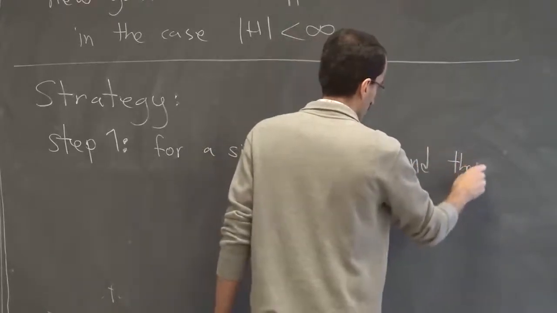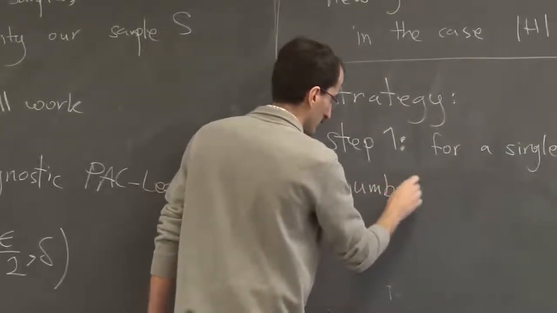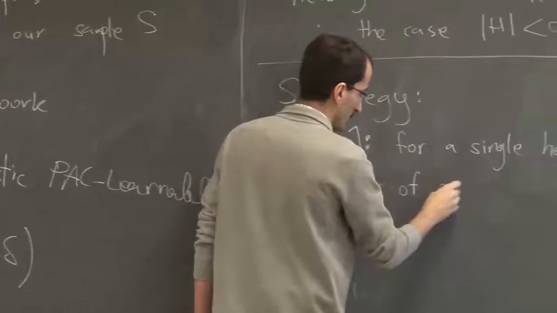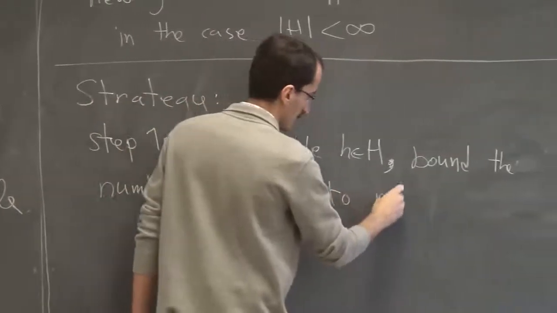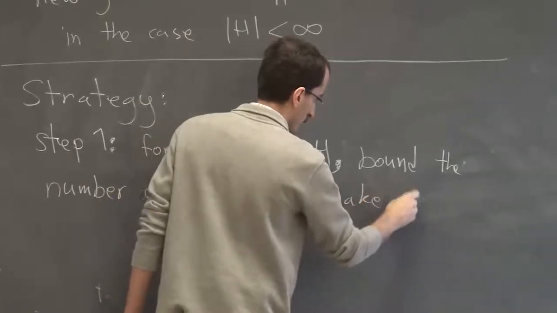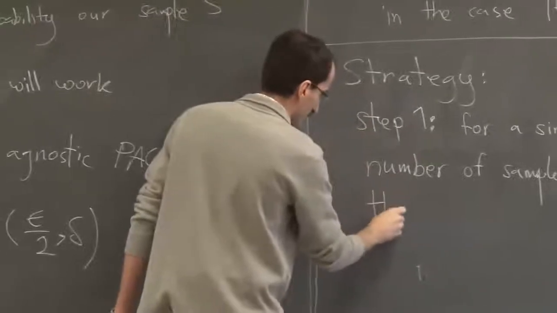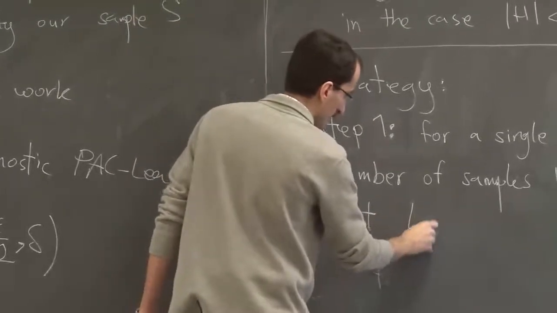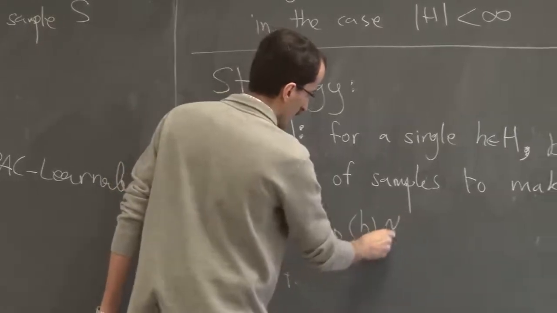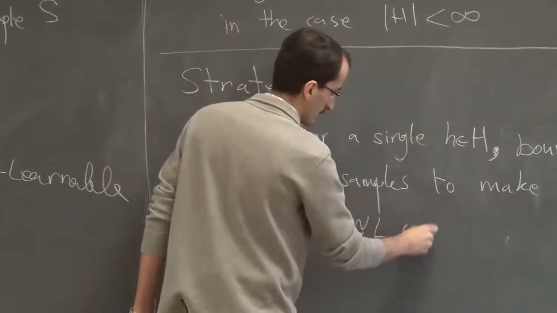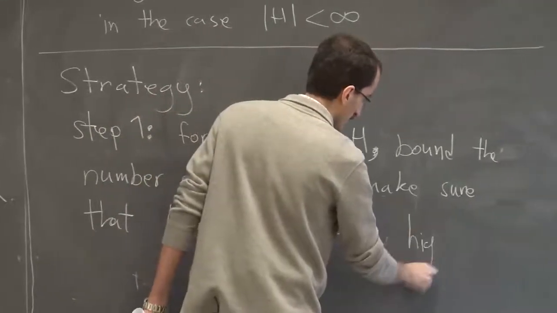Bound the number of samples to make sure that LD of H is almost LS of H with high probability.